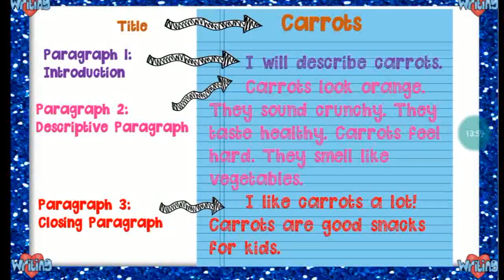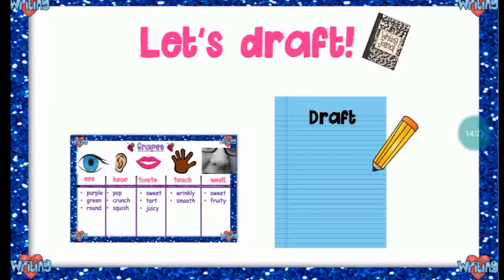Then paragraph 2, I started describing it. Carrots look orange. They sound crunchy. They taste healthy. Carrots feel hard. They smell like vegetables. I finished describing. Now my closing paragraph, that's an ending. I like carrots a lot. Carrots are good snacks for kids. So you can see that I have paragraph 1, paragraph 2, and paragraph 3 when I wrote, and you should have yours too.